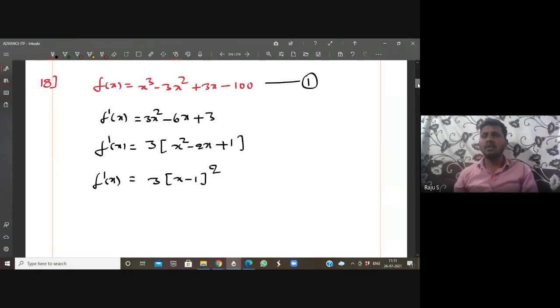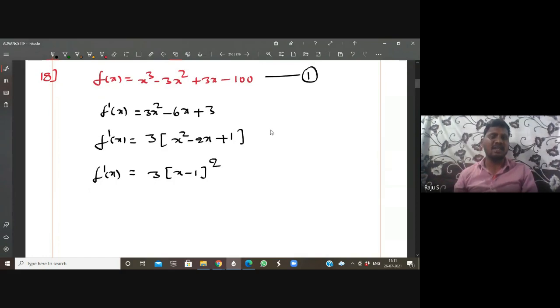Okay, now I want to check whether f dash of x is greater than 0, or greater than or equal to 0, or less than or equal to 0. For that, what shall we do here? Clearly, 3 is greater than 0. We cannot write it directly. You may write like this: (x minus 1) whole square is always greater than or equal to 0.